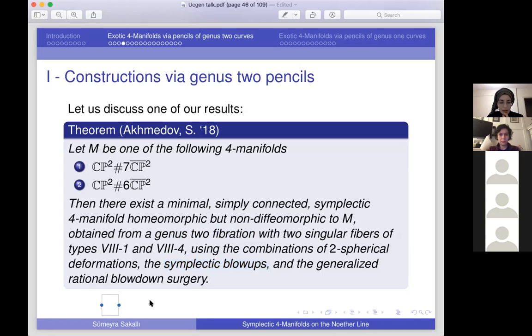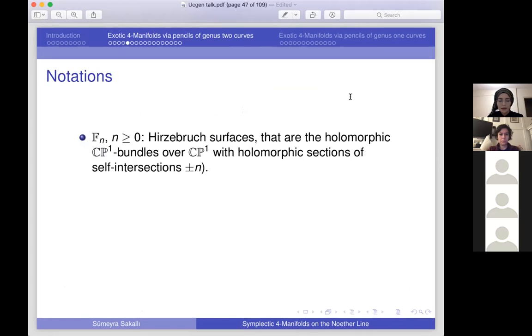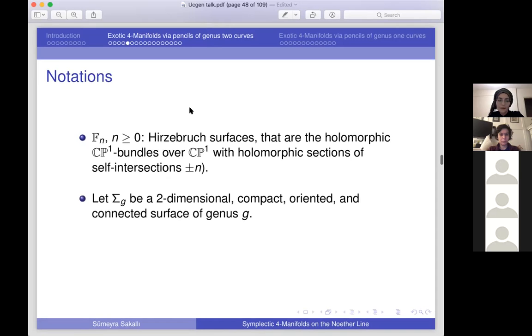Okay, and I want to talk about the proof idea here, and I will give some details. And I want to introduce some notations at first. So F_n, n is a non-negative integer. These denote Hirzebruch surfaces. These are holomorphic S^2 bundles over S^2, having two holomorphic sections of self-intersections plus n and minus n. So these are complex surfaces having a nice bundle structure.